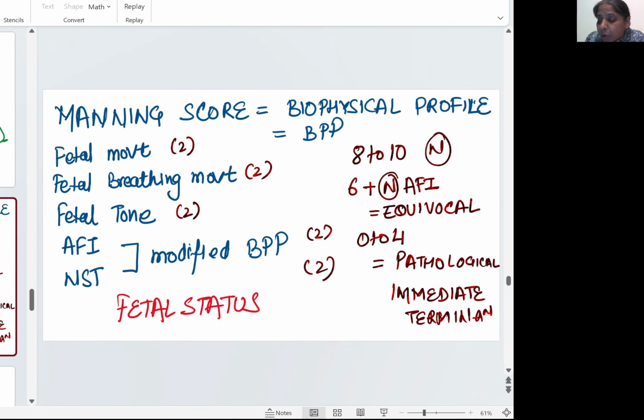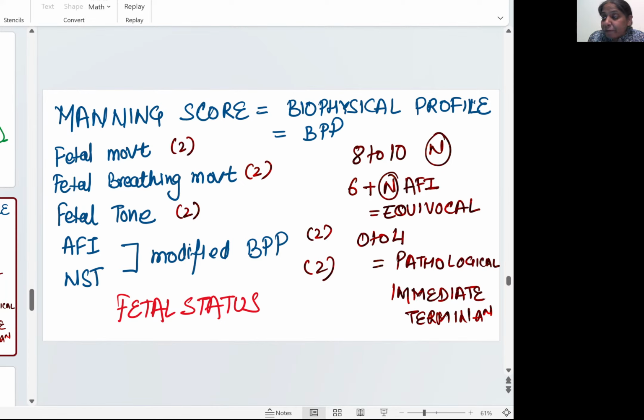Very important topic now. Manning score, or biophysical profile. Sure, a question is going to come from this topic. There are 5 components of Manning score: fetal movement, fetal breathing movement, fetal tone, then AFI and NST. AFI and NST are the most important. That is why we also call it the modified biophysical profile.